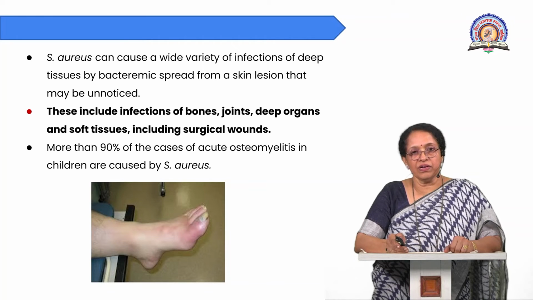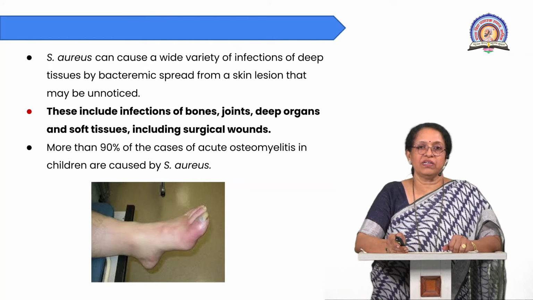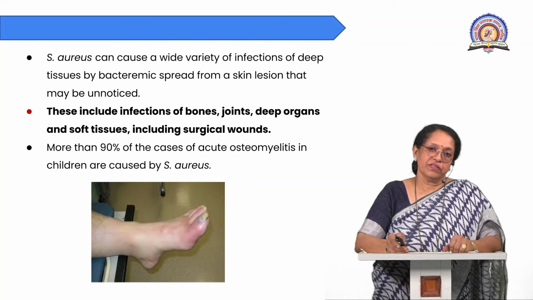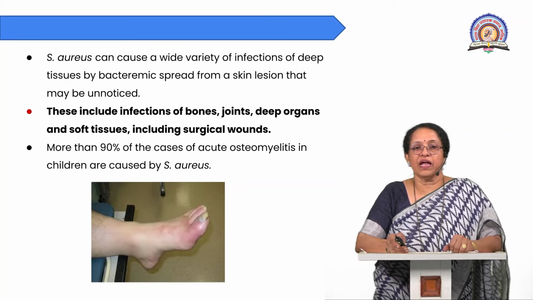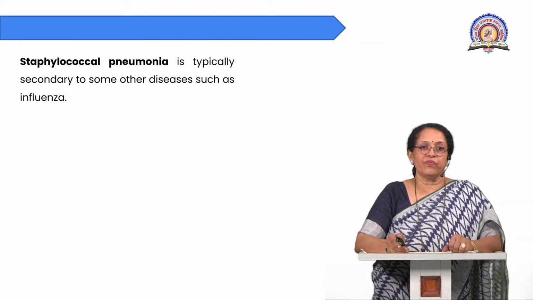And here, due to contaminated scalpels and whatever instrumentation is used in the operation theater, there are chances of microorganisms reaching the deeper body organs. More than 90% of cases of acute osteomyelitis are because of Staphylococcus aureus, and also they are very difficult to drain, the pus-containing material present in the marrow.